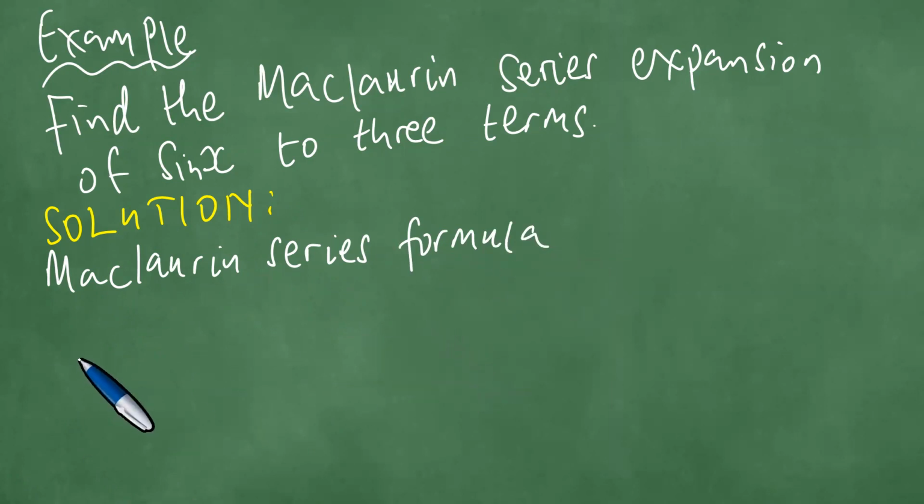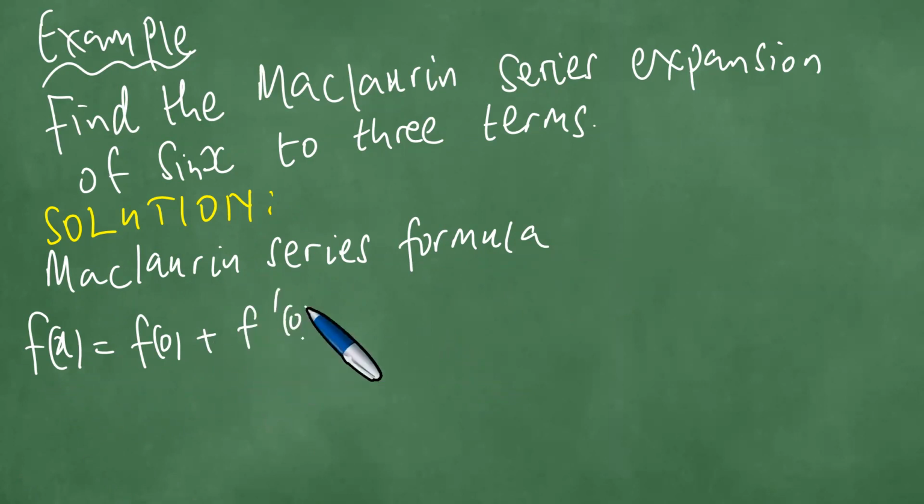What is this formula? It says f of x is equal to f of 0, plus f primed of 0 x over 1 factorial, plus f double primed of 0. Sorry, there must be an x in front of the plus.